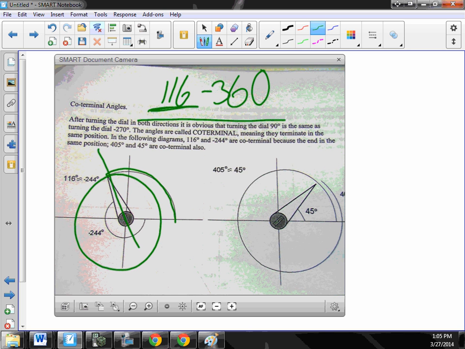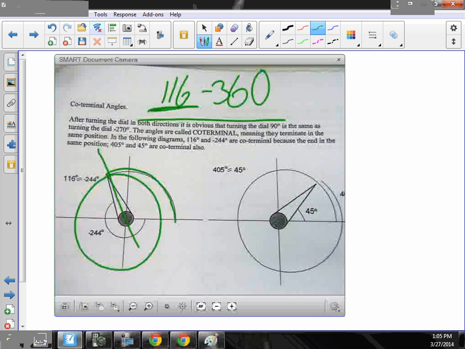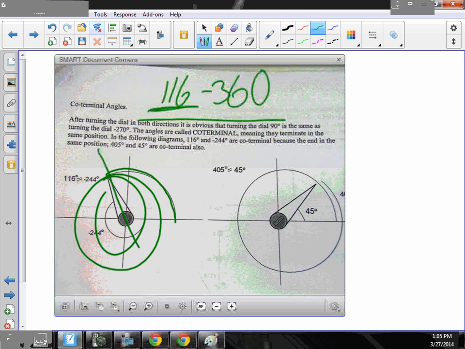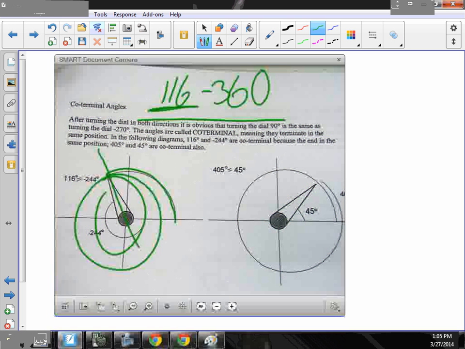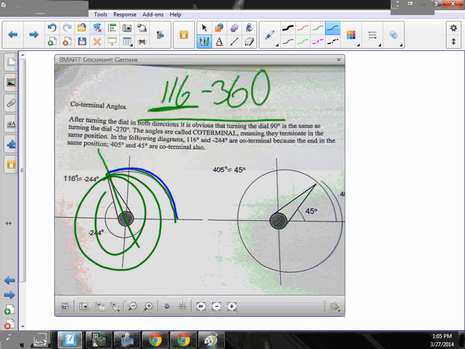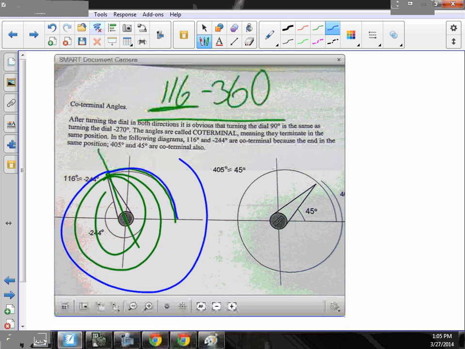So the angle I was looking at, if I subtract 360, I get negative 224. What if I want another negative coterminal? Just go around again. What if I wanted a positive coterminal? So I take my original angle, and then I go all the way around again.